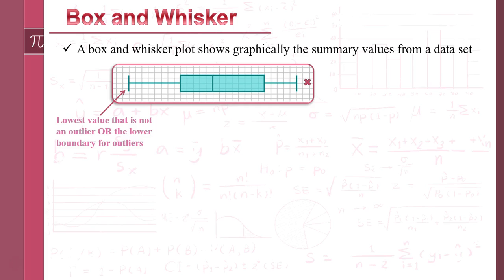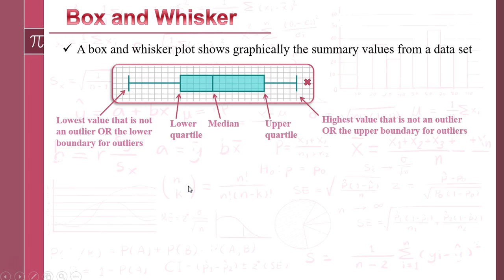When you're drawing these things, it will be very clear to you, or made very clear in the question, exactly which of these two things you need to use when you're drawing them. Everything else is basically the same: lower quartile, median, upper quartile. There's our highest value that's not an outlier, or the upper boundary for outliers. And by now you've probably realised what this thing here is. This point here clearly is an outlier.